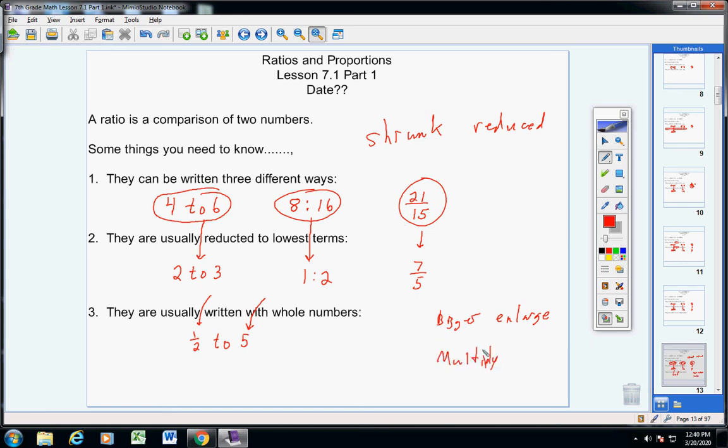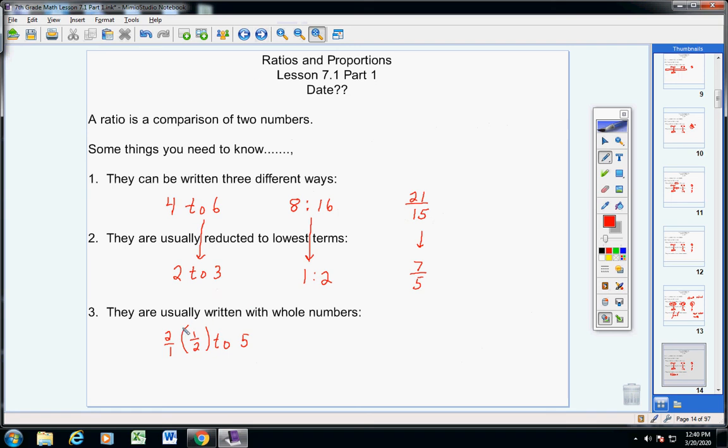Now you say, Mr. Earhart, why would you multiply? Because I don't want this fraction. So notice your denominator is 2. Let's multiply this number by 2. But guys, in a ratio, if you multiply one number by 2, you must multiply the other number by 2 also, to keep it equal.